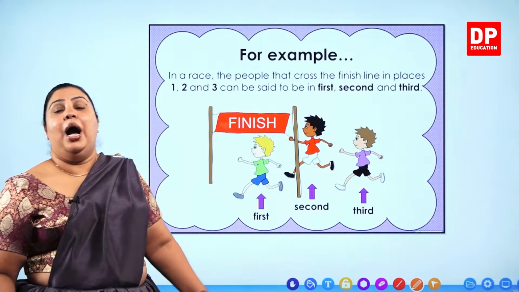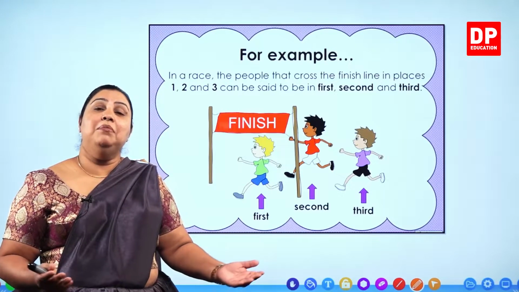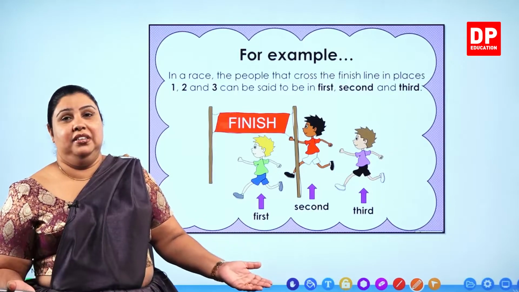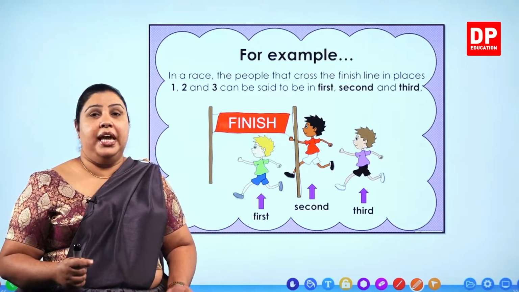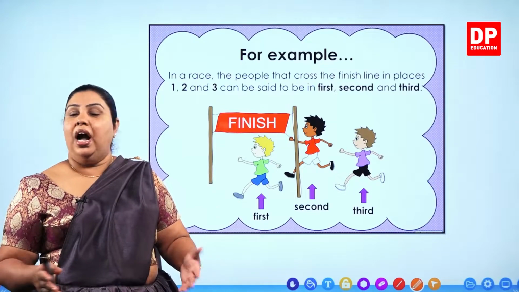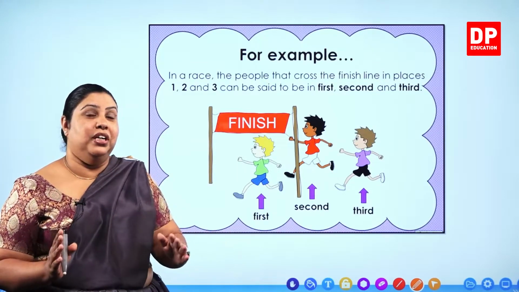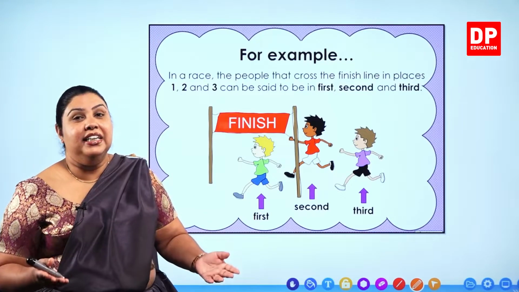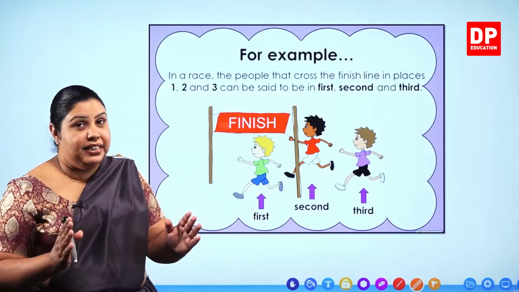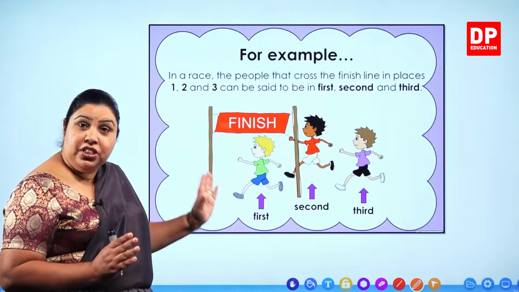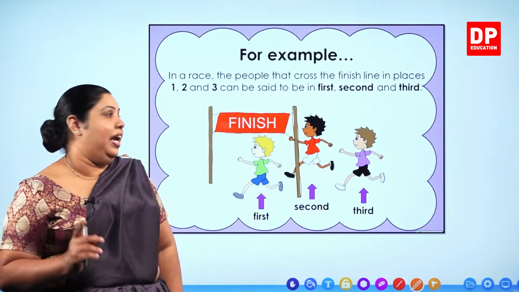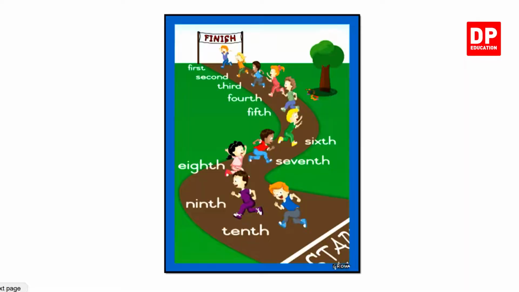We say I am first. I am second. I am third. You don't say I came 1, I came 2, I came 3. That's wrong. We have to use the words first, second, and third. So that tells you the exact position that you have reached. Right. So let's go to our next slide now.